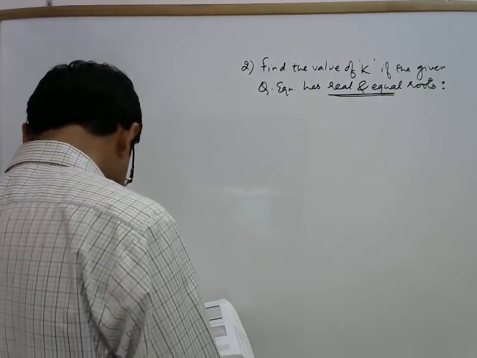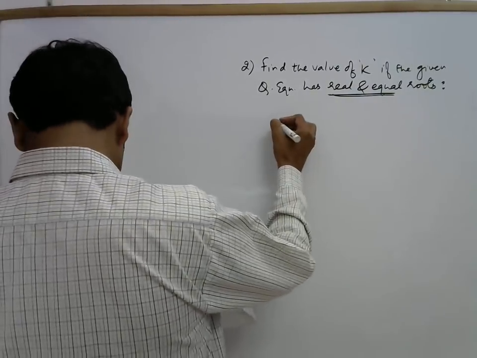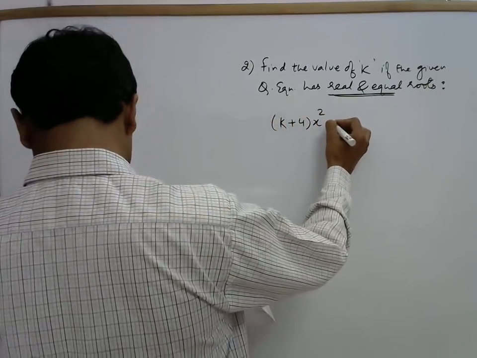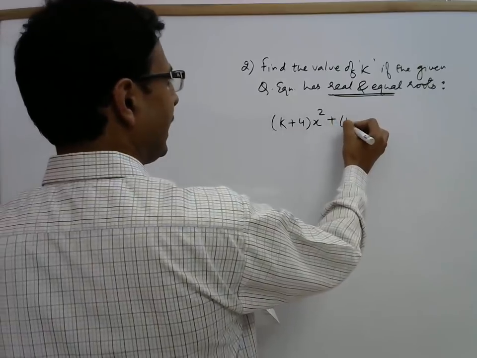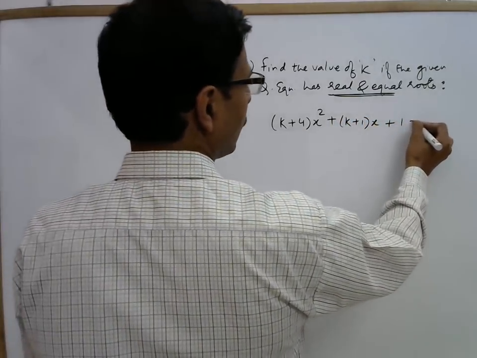This time it is (k plus 4) x square plus (k plus 1) x plus 1 equal to 0.